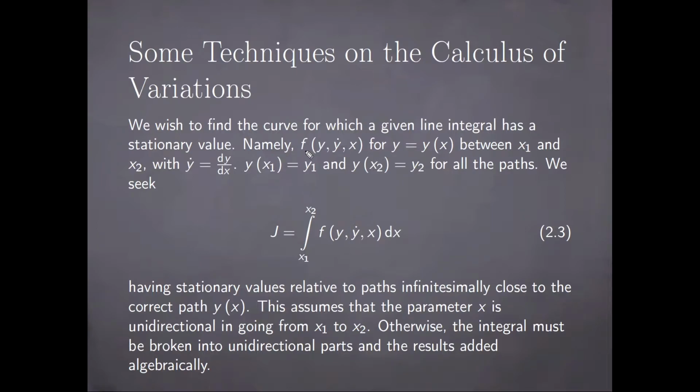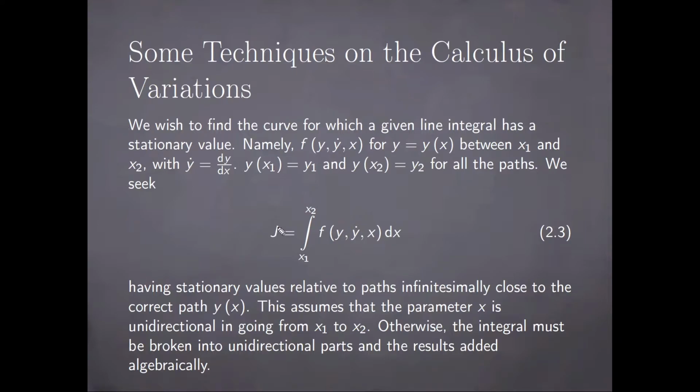Namely, we are looking for the functional f for the function y of parameter x between the points x1 and x2, with y dot being the derivative of y with respect to the parameter x. For all the paths, the values of the function at the endpoints of the interval, so the values in x1 and x2, are equal to y1 and y2 respectively.